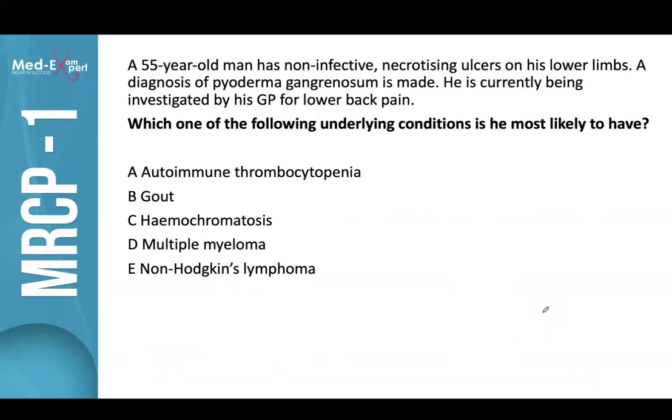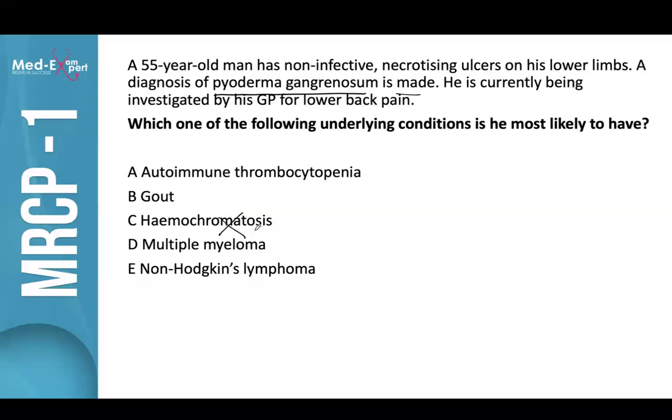All right. Next question. A 55-year-old man has non-infective necrotizing ulcers in the lower lip. A diagnosis of pyoderma gangrenosum is made. This is a very favorite question for examiners. He is currently being investigated for lower back pain. Which of the following underlying conditions is associated with pyoderma gangrenosum? A, B, C, D, E. A lot of conditions can be associated with pyoderma gangrenosum. Among all these, which of the following is the most common? They are asking which is most common.